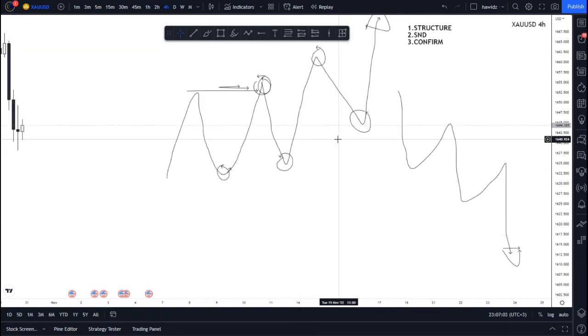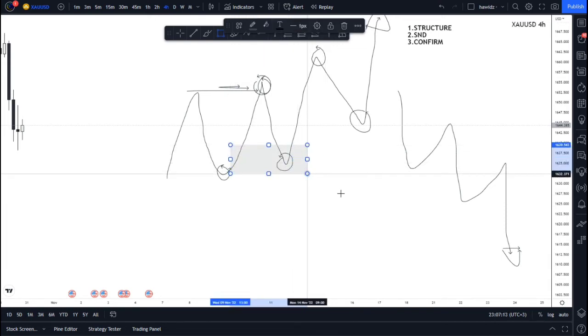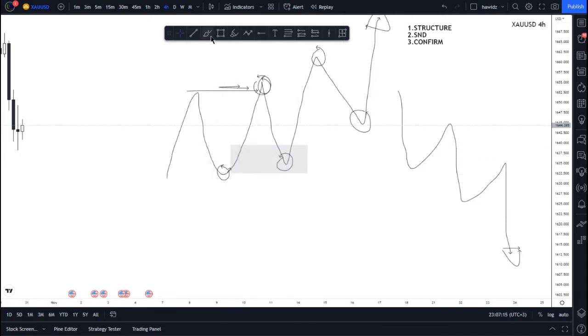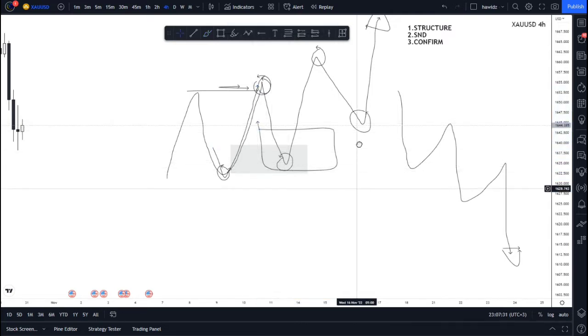So from this structural impulse, we now have to identify our demand zone, which is probably the last down move before the up move started. And once we have our demand zone, the last thing we're going to be looking for is confirmation. Confirmation in terms of what?